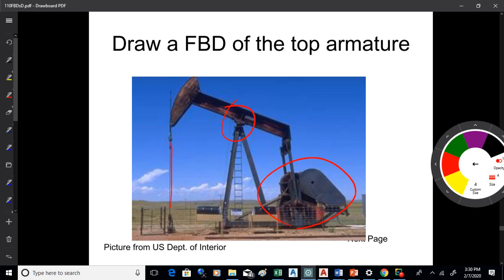Wait, what did you circle? Oh, I just circled that one joint there. The old derrick kind of rocks about that point. It rocks there. Looks like a drinky bird. Yeah, that's it. It's like the fulcrum there. Okay.